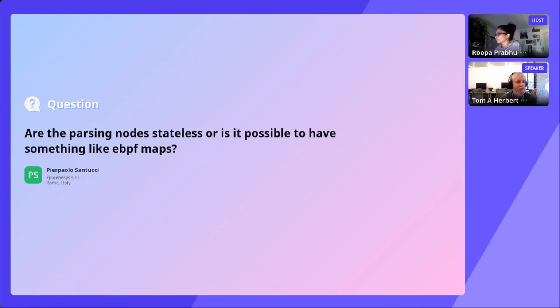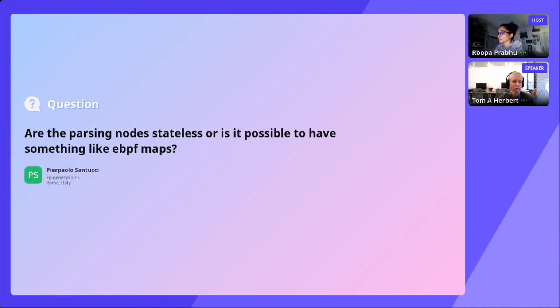Are the parsing nodes stateless, or is it possible to have something like eBPF maps? The parser itself is stateless. However, that can be easily annotated by the handler functions that I mentioned. So for instance, if I have a TCP connection that I want to parse, then I do have to look up the state at some point to extract the streams and extract information.